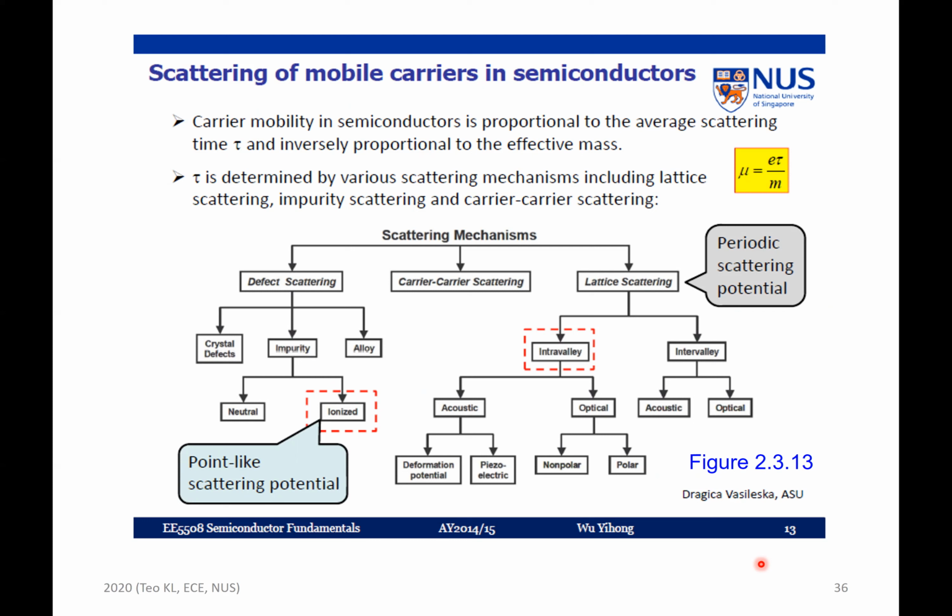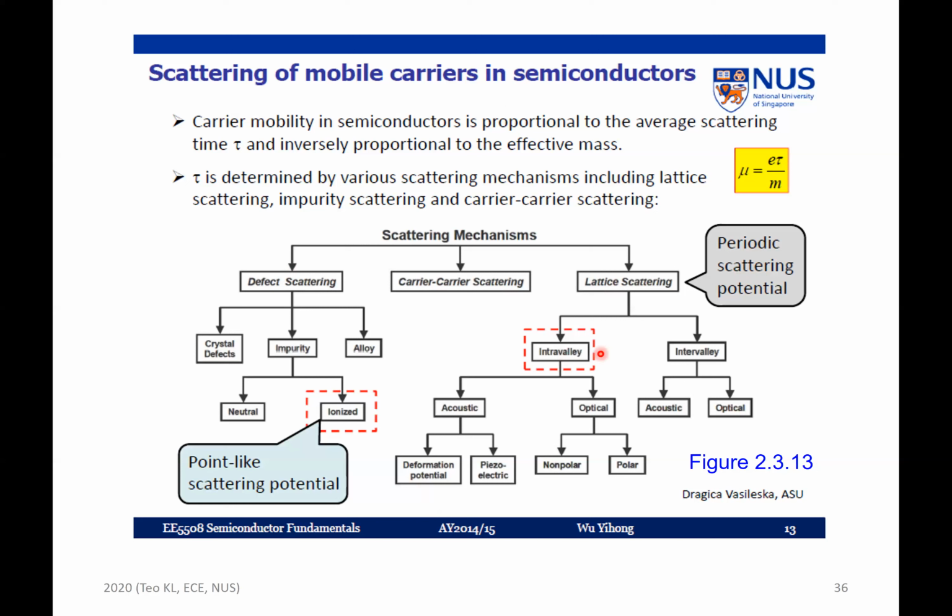Now, that is assuming there's no other scattering mechanism. For example, there's no defect scattering, there's no carrier-carrier scattering, so you have only lattice scattering, and your atoms are arranged periodically in the crystal, so you have only lattice scattering.